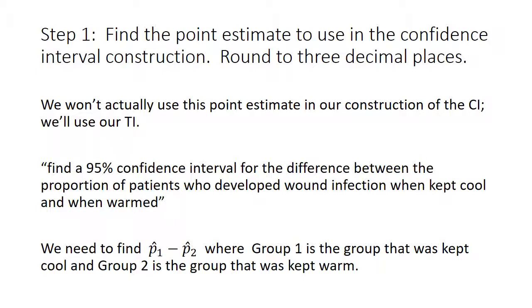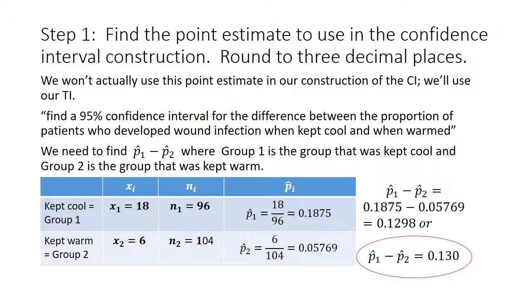It's a lot of times easiest if you put this in a table and clearly label, and then you're less likely to make silly mistakes as you go. So, here's the table that we can use to help keep our data organized. Group 1 is the group that was kept cool. Group 2 is the group that was kept warm. We want x1 and n1 because we're going to enter that into our calculator, and we're going to use those to find p hat 1.